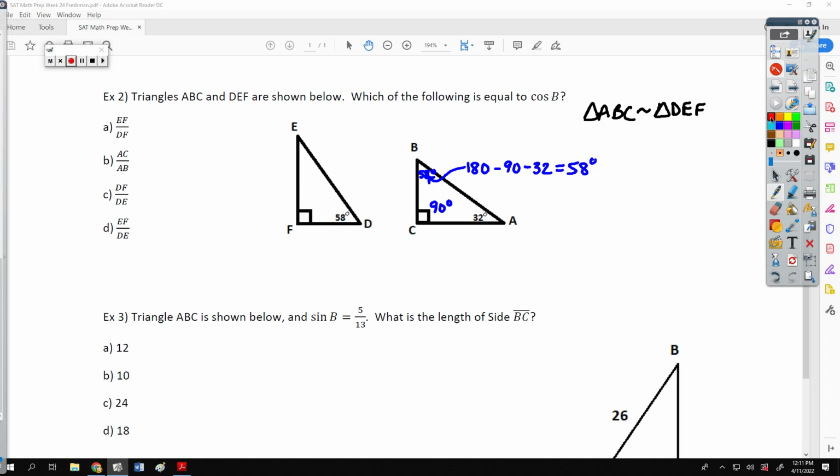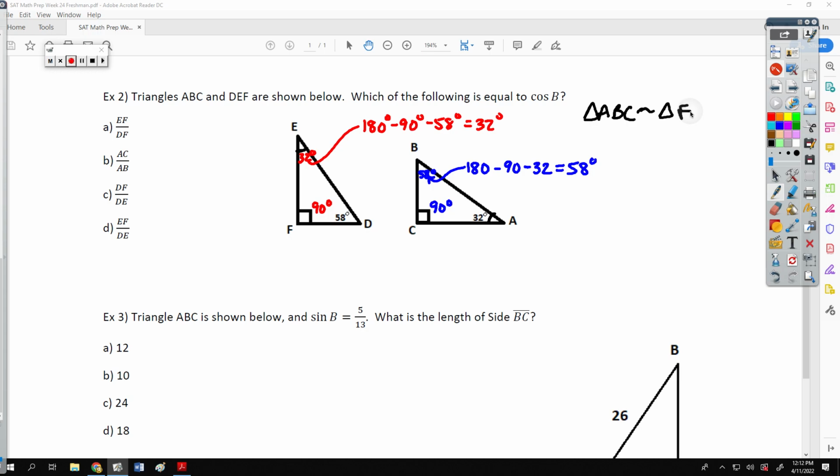Similarly, in the other triangle, we have a 90-degree angle, which means that angle E would be 180 minus 90 minus 58, or 32 degrees. Which means these are similar triangles, but I've got that label wrong. Okay? If we're looking at this similarity statement, angle A is congruent to angle E.